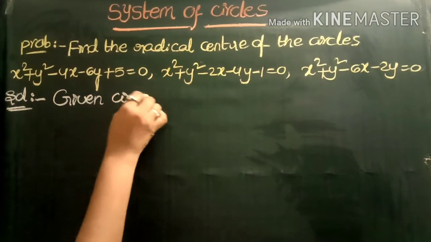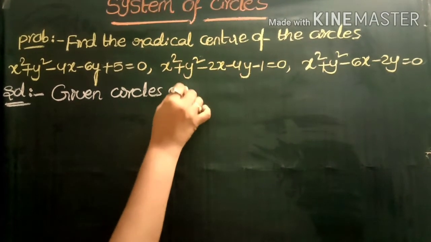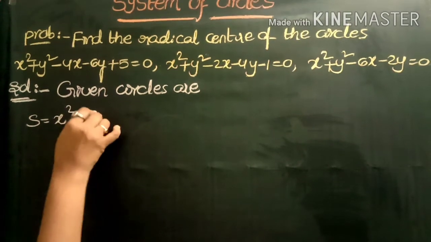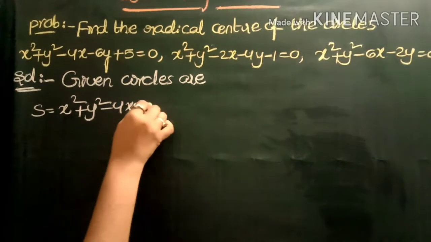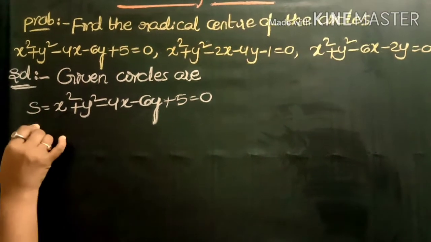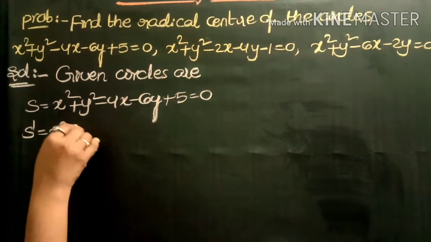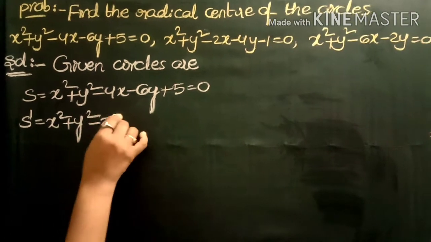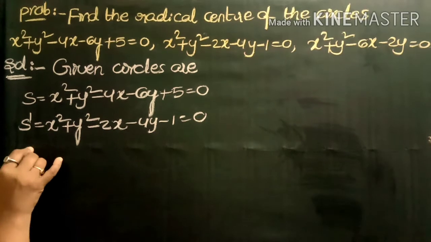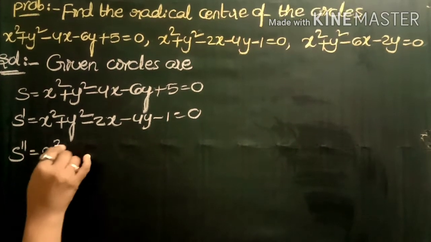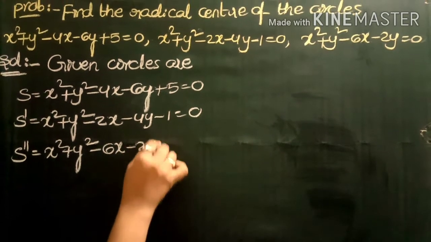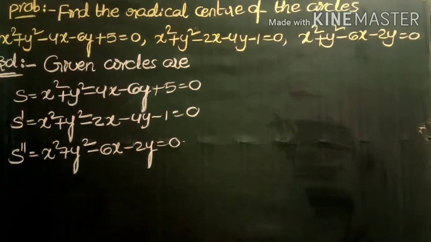Given circles are, the first circle equation is taken as S, that is S is equal to x square plus y square minus 4x minus 6y plus 5 is equal to 0. And the second one is taken as S dash, that is S dash is equal to x square plus y square minus 2x minus 4y minus 1 equal to 0. And the third equation is taken as S double dash, which is equal to x square plus y square minus 6x minus 2y is equal to 0.